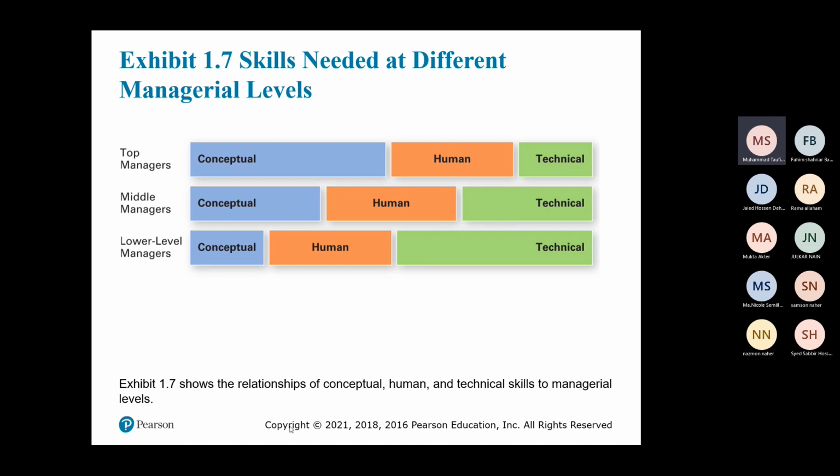And then when we go to the middle manager, you are not directly managing your staff. At this level, you can see that we have a balance of those three skills. Why? Because now as a middle manager, you must be able to make plans for your first line manager.